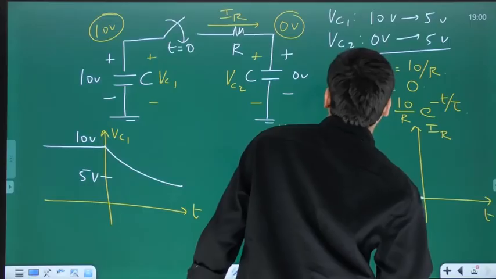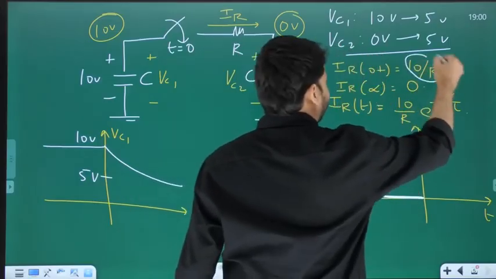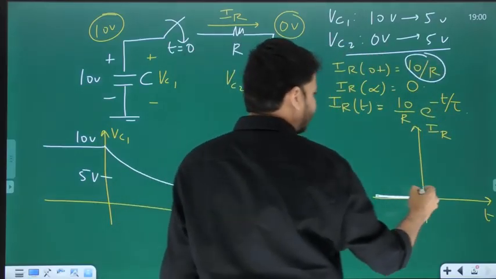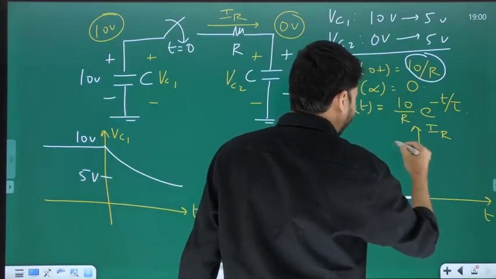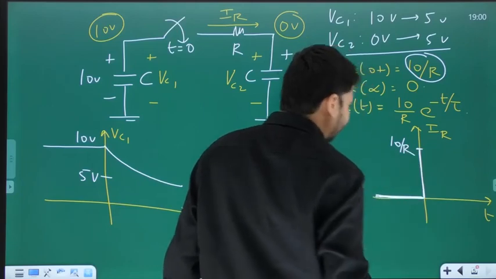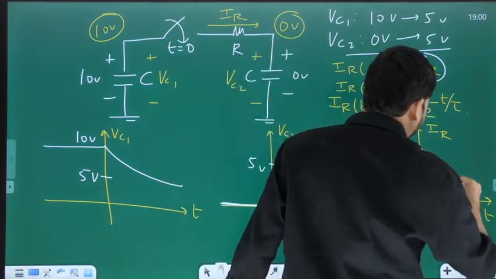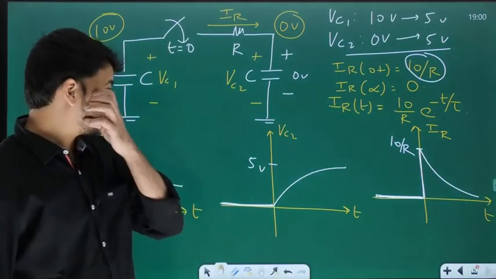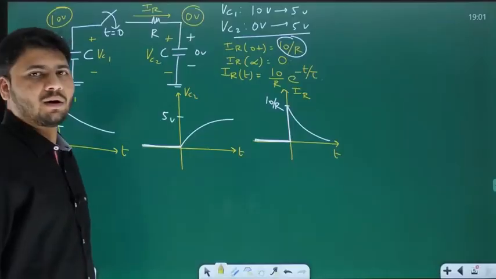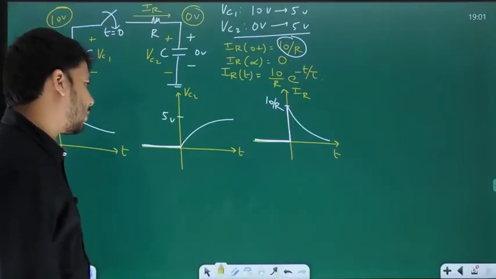And what is IR at 0 plus? It is 10 by R, which means at t equal to 0, the value of IR will suddenly jump from 0 to what value? 10 by R, and then it will decay to what? 0. It will decay to 0. Understood? Yes. Okay.